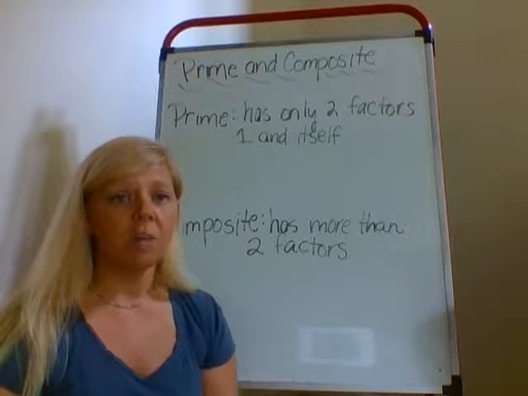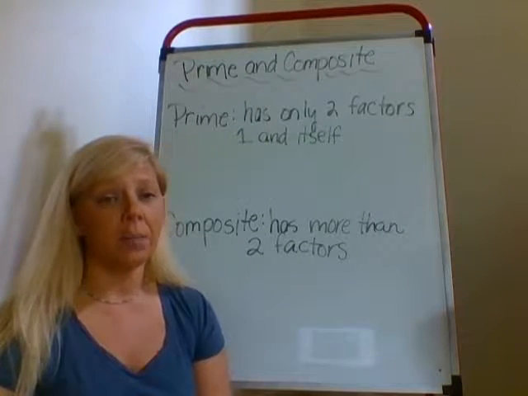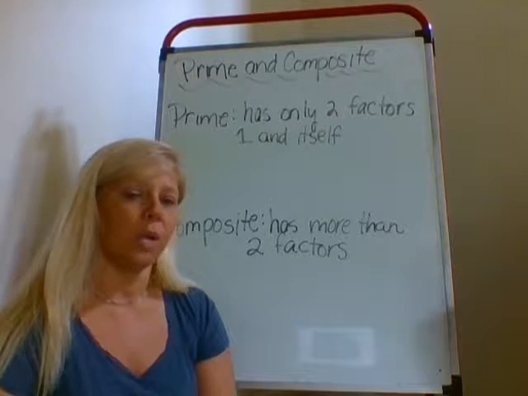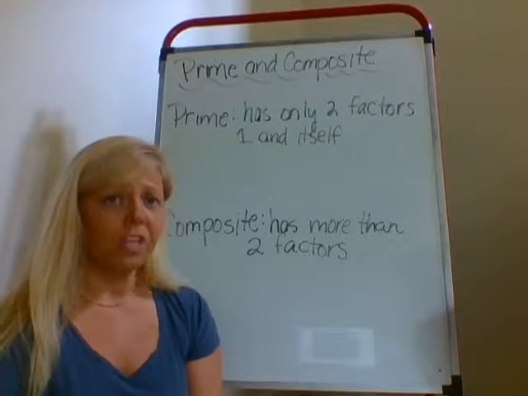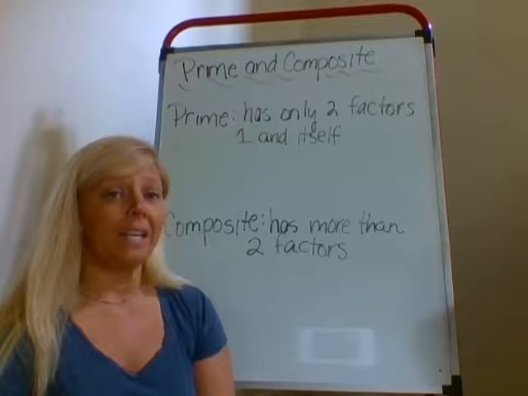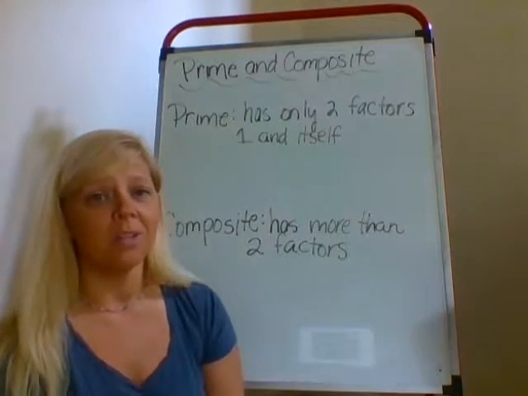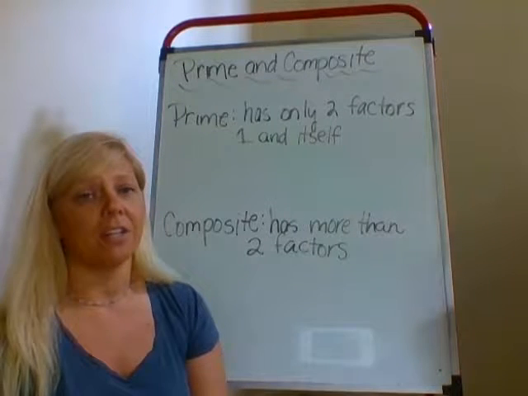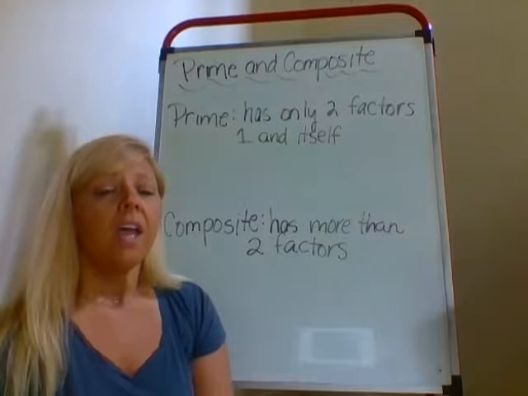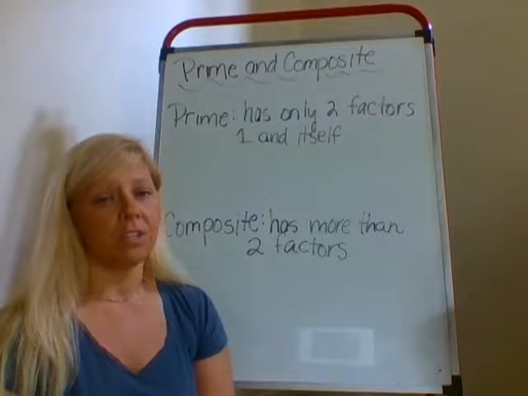In this lesson, we're going to be talking about prime and composite numbers and prime factorization. They kind of go together. Just like we have odd and even numbers, we also have prime and composite numbers, where a prime number only has two factors, one and itself. Composite numbers have more than two factors.